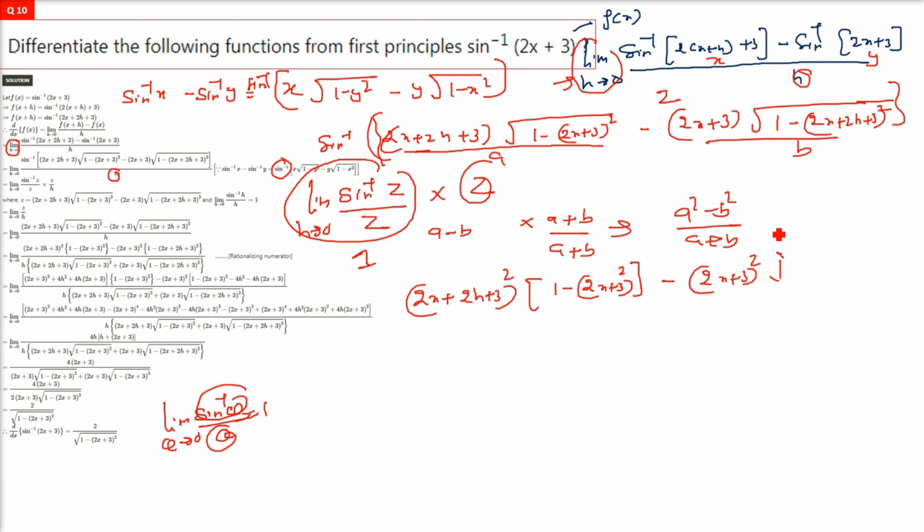So this is going to be only 1 minus 2x plus 2h plus 3 whole square. Now you will be tempted to put h as 0 here and try to solve it so that you get certain values out of it. A plus b is in the denominator, which I am going to take later. I am just taking the numerator first of all.